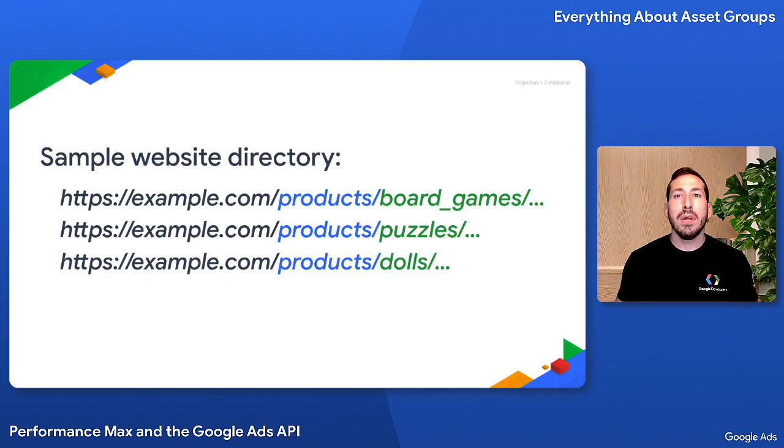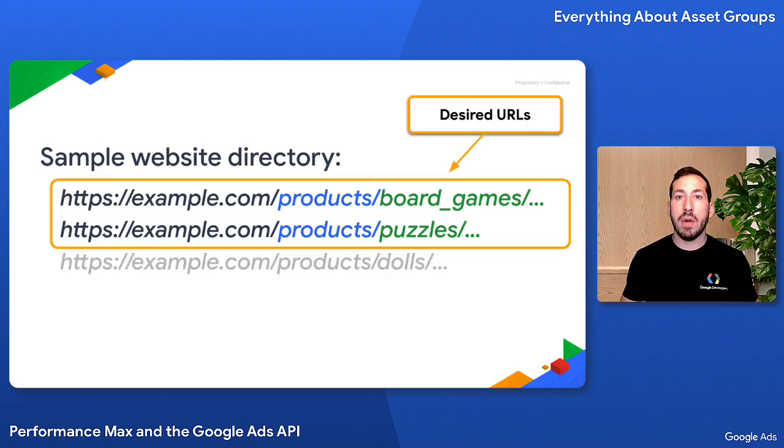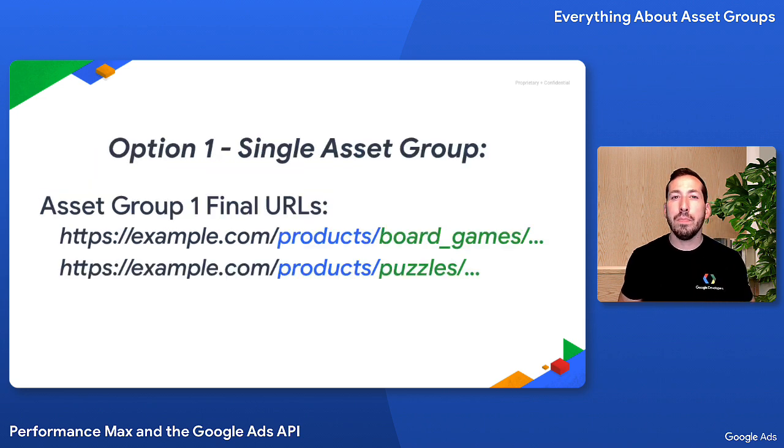In our first example, let's assume the URLs of your website are organized by product type under the products umbrella directory. Let's say you wanted to run a campaign specifically with a goal of selling board games and puzzles, which are under separate page directories on your website. In this case, it might make sense to include both of these categories in a single asset group because the types of products and audiences are likely similar for both board games and puzzles. By taking this approach, we can target all board games and puzzle pages, including subdirectories, with a single asset group.